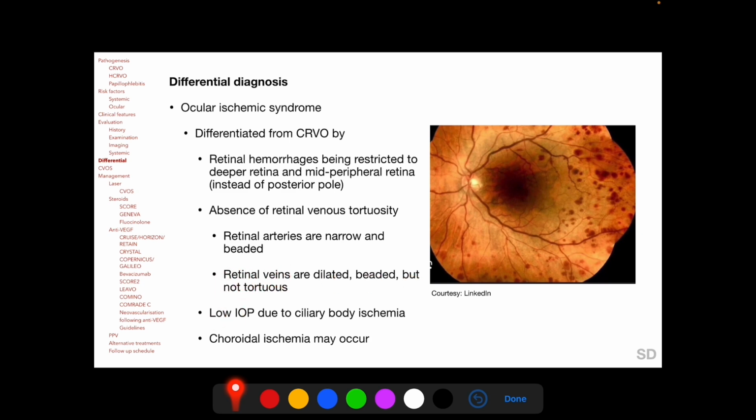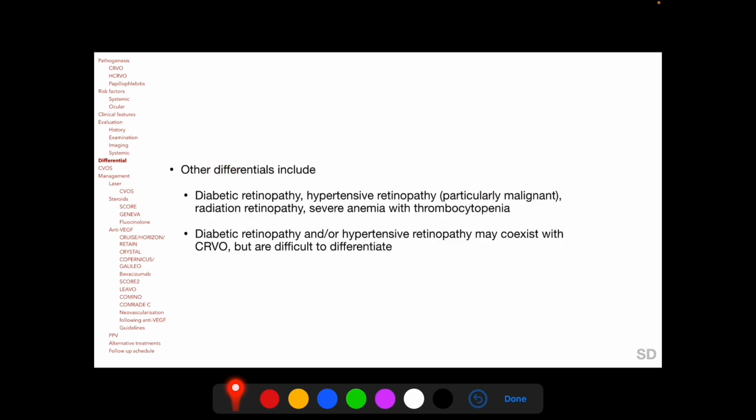Low IOP can occur in eyes with ocular ischemic syndrome due to ciliary body ischemia, and since the obstruction in ocular ischemic syndrome is proximal to the ophthalmic artery, choroidal ischemia may also occur. Other differentials of CRVO include diabetic retinopathy, hypertensive retinopathy, particularly the malignant variety, radiation retinopathy, and severe anemia with thrombocytopenia. And since diabetes and hypertension are risk factors for CRVO, diabetic retinopathy and hypertensive retinopathy may coexist with CRVO, but these entities may be difficult to differentiate from each other.